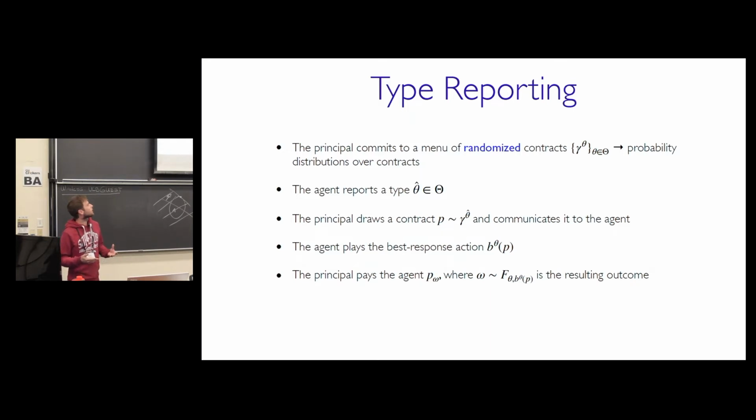So we extend this model by introducing a type reporting step. In this new model, the principal commits to a menu of randomized contracts, gamma theta, that are probability distributions over the contracts. Then the agent reports a type, theta hat, and the principal draws a contract P from the probability distribution gamma theta hat and communicates it to the agent. Then the agent plays a best response to this contract. And finally, the principal pays the agent P omega, where omega is the resulting outcome.